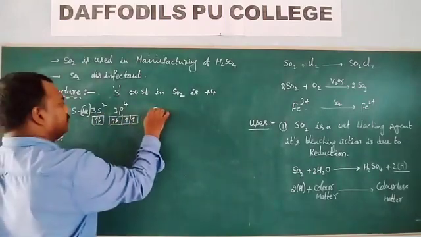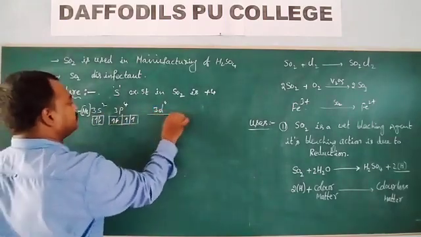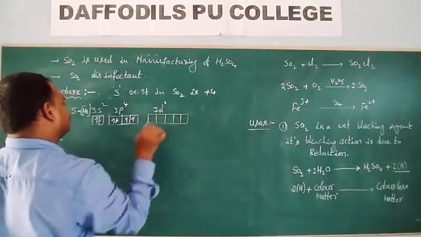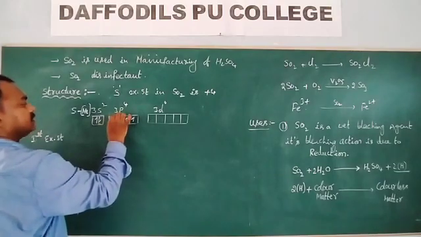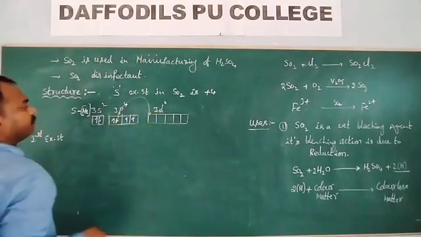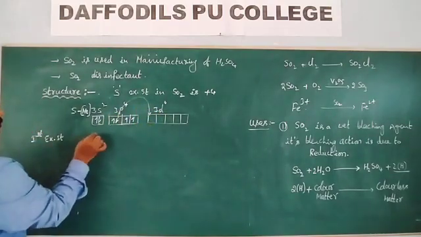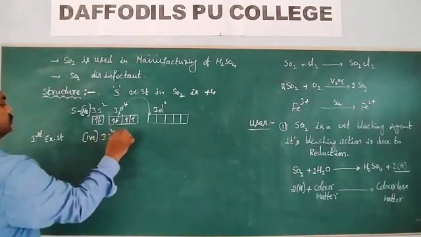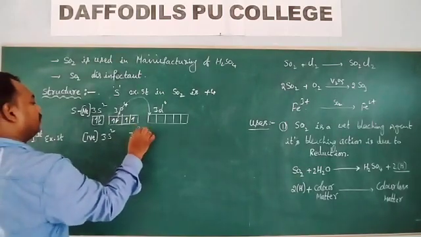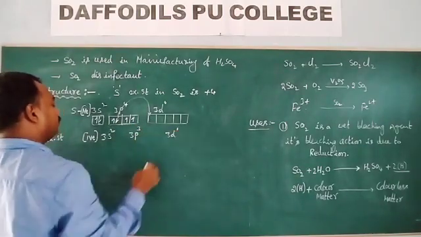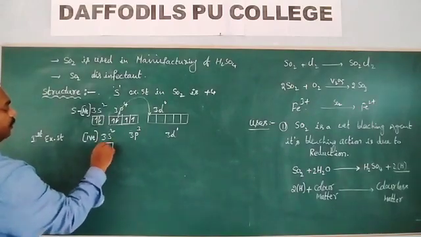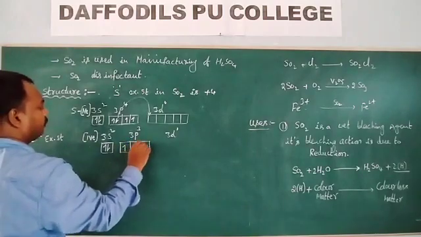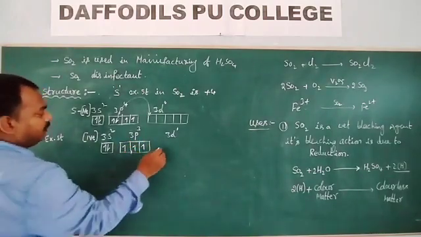So here sulfur also contains 3d orbitals with no electrons. So what happens in this? A paired electron will jump into this 3d orbital. So its electronic configuration is neon 3s2, 3p3, 3d1. So this one contains 3 unpaired electrons.